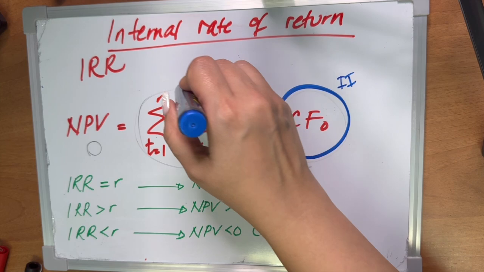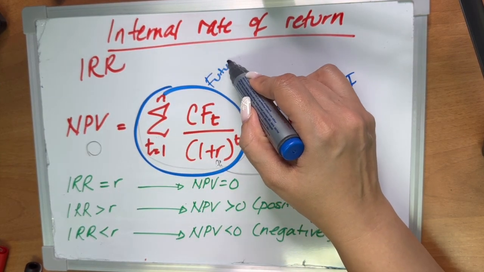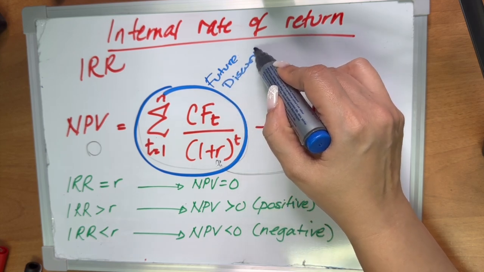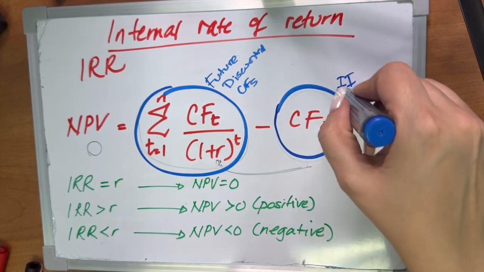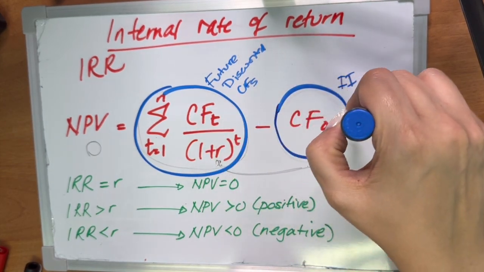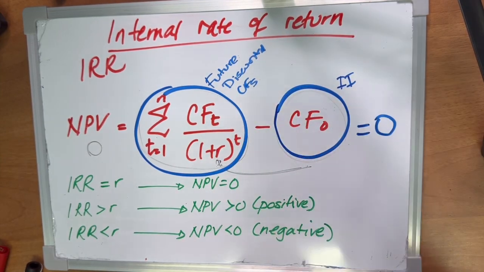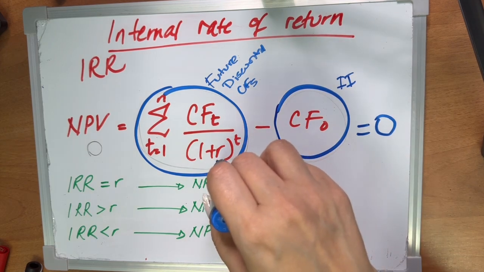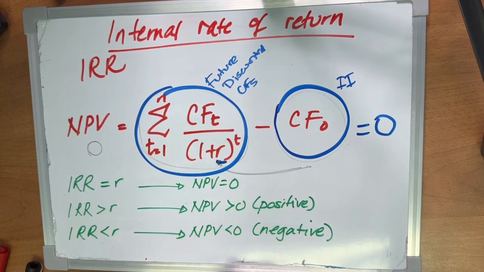So the future discounted cash flows equal the initial investment. When they are equal, this formula, this answer becomes 0. Okay? So this is the discount rate that's going to make NPV equal to 0, and that is IRR. That is the rate. Okay?